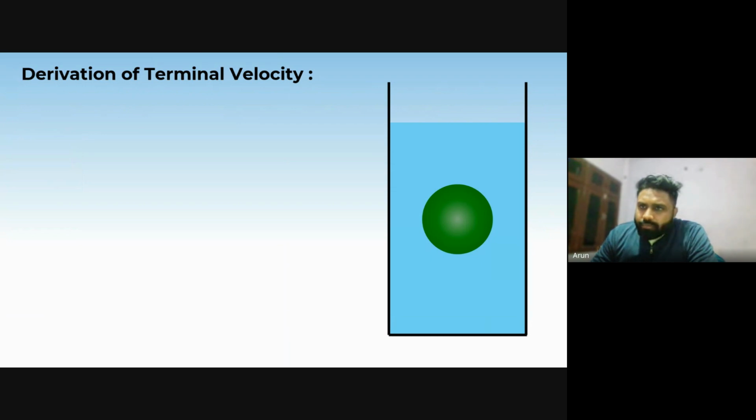Now, the derivation is very easy, very simple. This is the ball we have taken. Let's say the density of this ball, which is made of some kind of material, is rho s, solid, and the density of the liquid is rho l. The weight which is acting downward is rho s g into V. I have already told you in fluid mechanics, we will not take weight as mg, we will take it as rho V g. So, rho of solid, gravitational acceleration, multiplied by the volume.